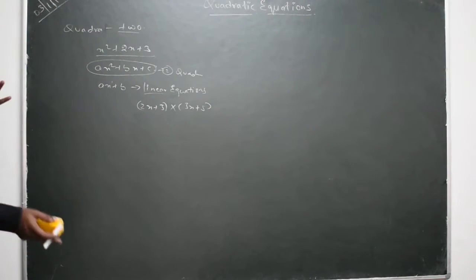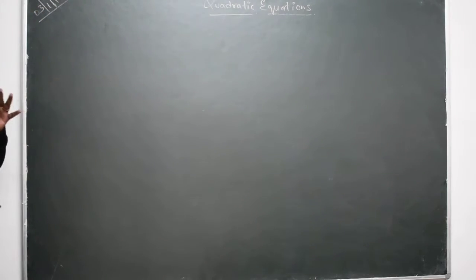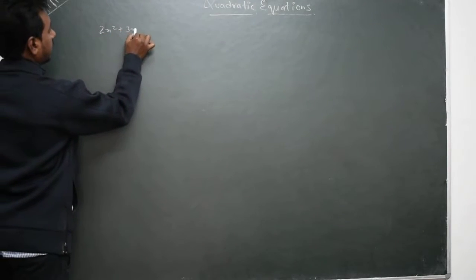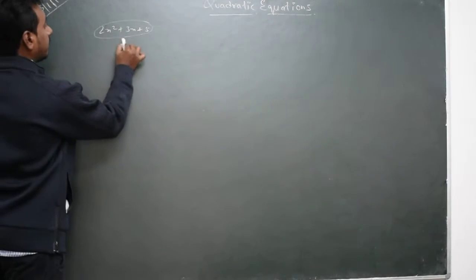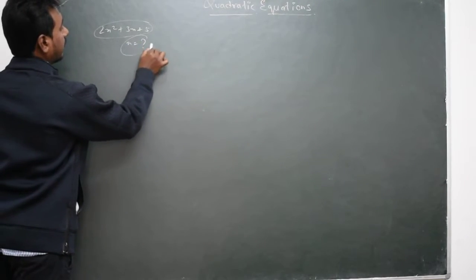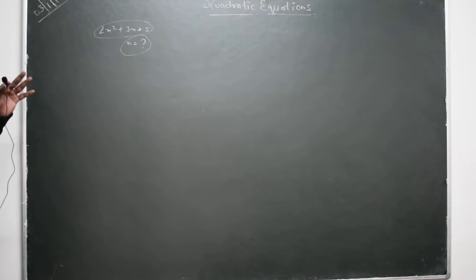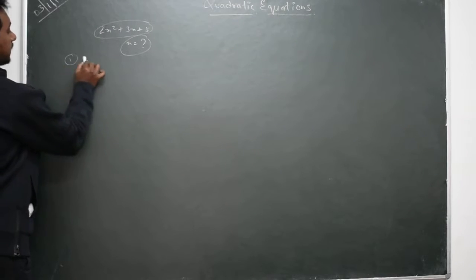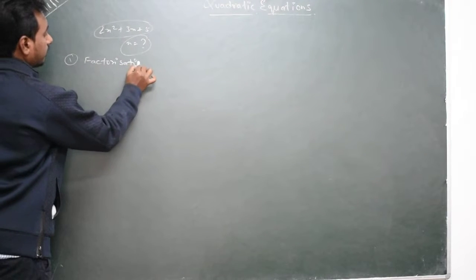Now, basically in quadratic equations, you have to solve a quadratic equation, say something like this. If you want to find the value of x, then you can find the value of x using a few methods. The first thing is the factorization method.